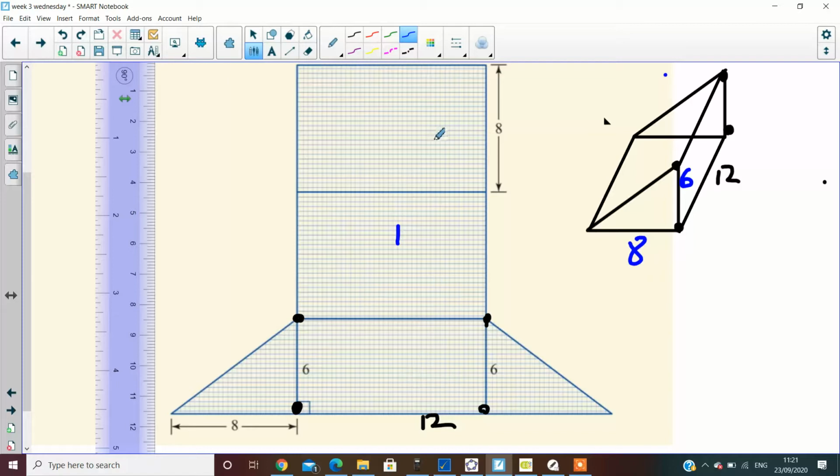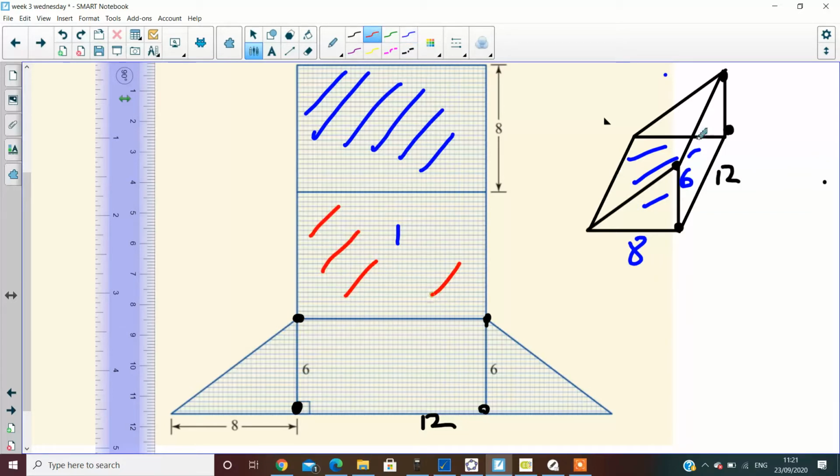Now, this is the bottom. Would everybody be happy that this is the bottom? It actually folds around and becomes the bottom. So that's the blue section there. Okay. The next part is the red section, which I think is the diagonal section here. Does that make sense? Now, that's a right angled triangle, isn't it? So that's 8 and that's 6. So I don't believe this is 8. I believe it's going to turn out to be 10.